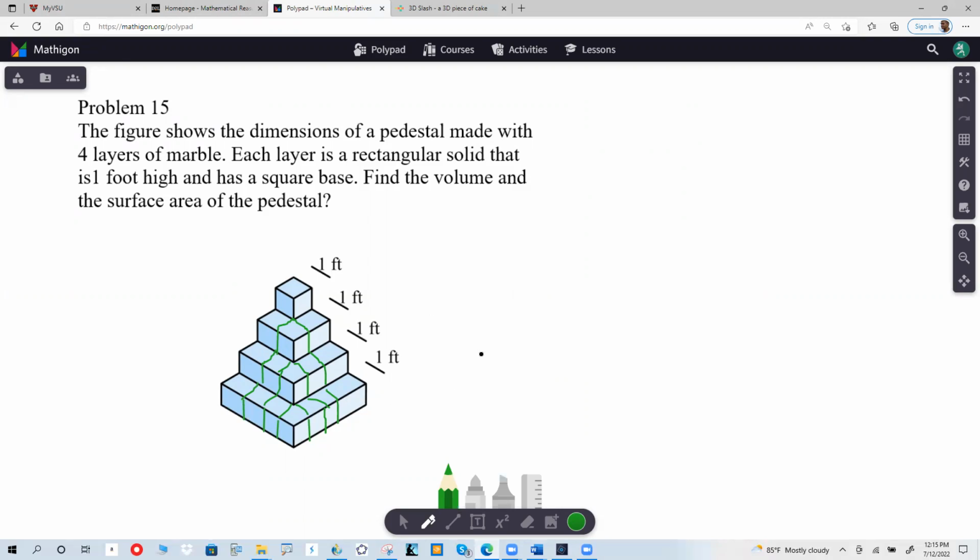Well, I'm going to find the volume first. So there is one cube on top. It's 1 unit cube, 1 foot by 1 foot. You can see the cracks, you can see the gaps. So it's going to be 1. The second layer is a 2 by 2 or 4. The third layer is a 3 by 3 or 9. And the fourth layer is a 4 by 4 or 16. When you add them, you get 30, if I'm not mistaken.